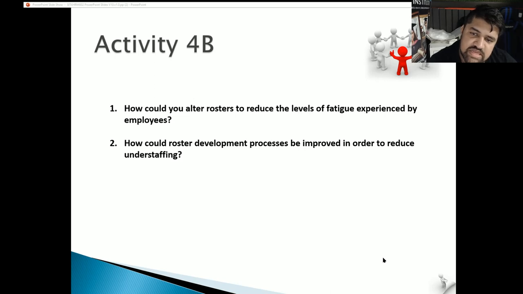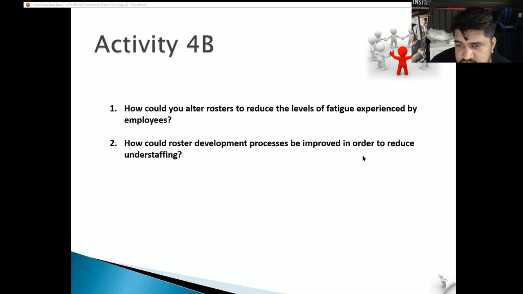So we're on to activity 4B. How could you alter rosters to reduce the levels of fatigue experienced by employees? So you might include increasing break times, you might allocate more shifts, maybe break up the shifts a bit more and have more workers in so people don't get too tired too quickly. You might consult with them to say, which aspects of the job can be broken up, and which sections might require more people, so you can hire more people and allocate more shifts in those sections that need more people.